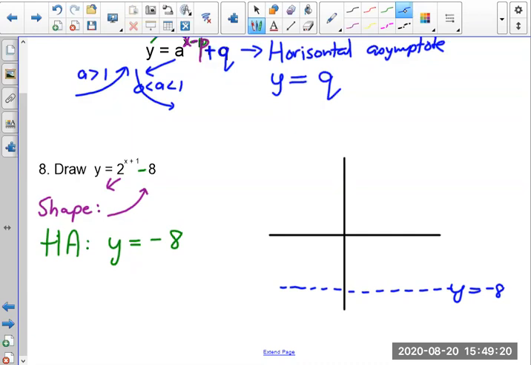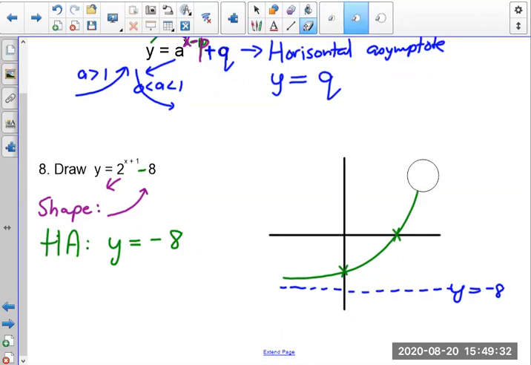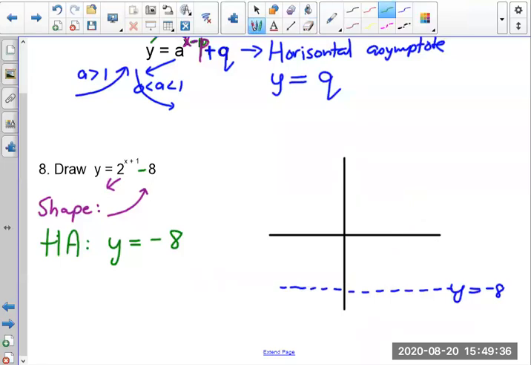Now it's an increasing graph. So can you see that because it's an increasing graph, there can be a y-intercept and an x-intercept? So that means I want to calculate before I can draw. So I am going to calculate the y-intercept as usual by making x 0. So y equals 2 to the 0 plus 1 minus 8.